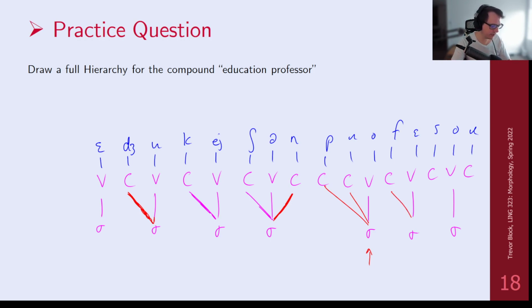So K can begin a word, S can begin a word, and R has no other syllable to the right, so it has to go in the coda there. Okay, so we've done all that. Now we're going to think about stress.